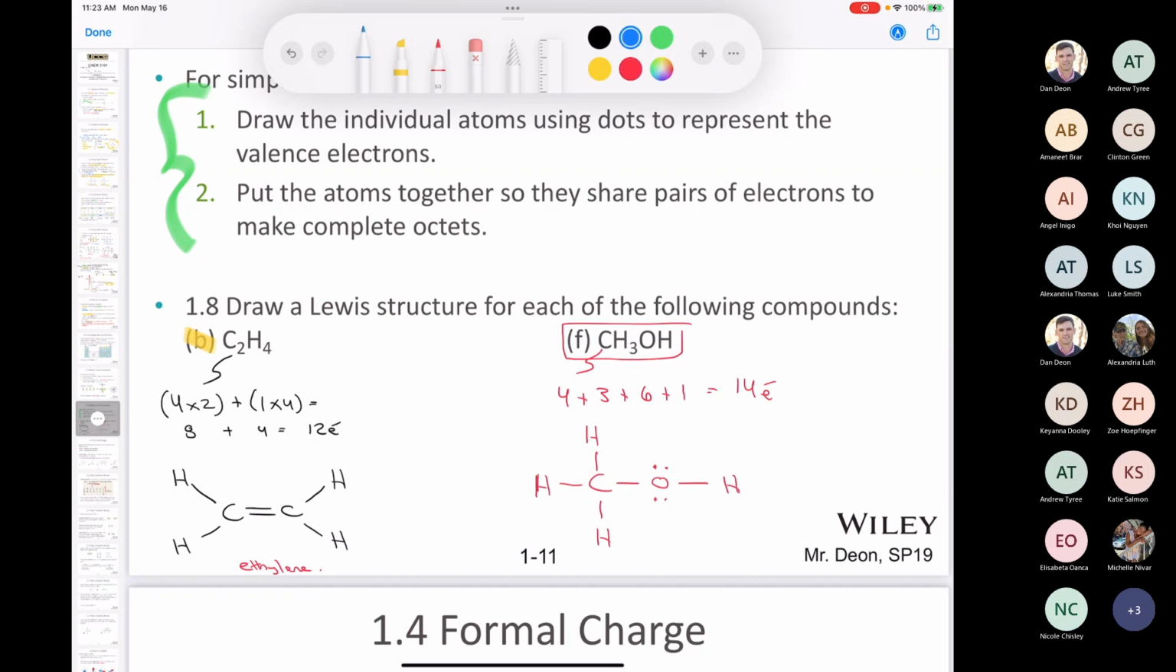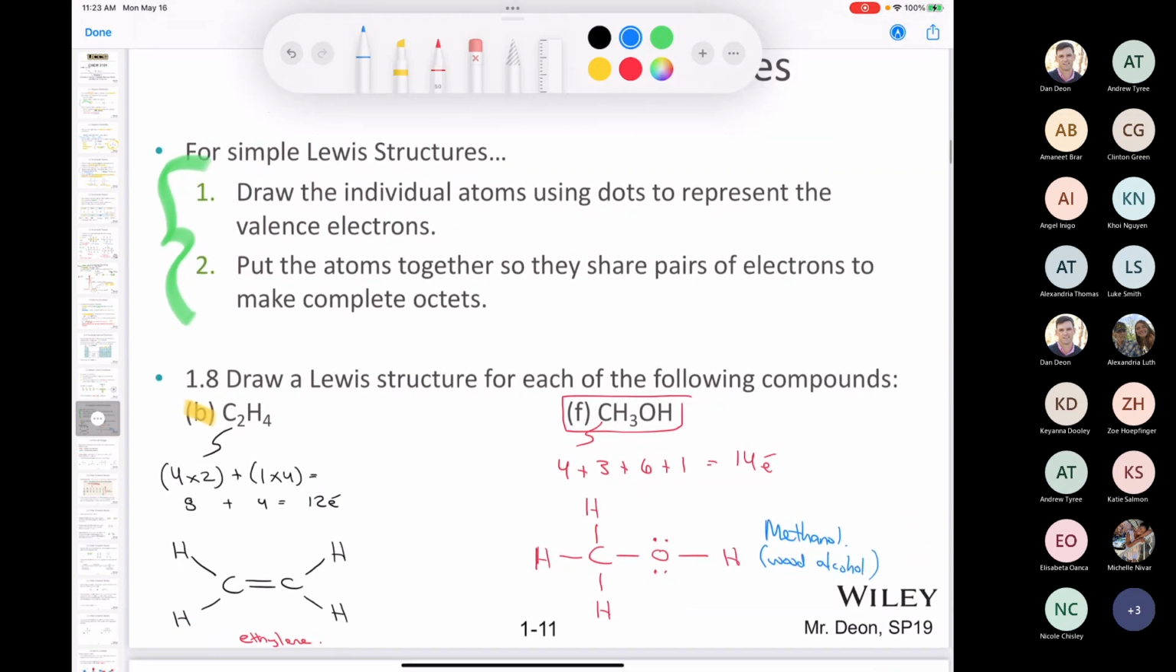And this is methanol, which I mentioned at some point today. I don't remember exactly, but I know I brought up methanol, which is also known as wood alcohol. But there you go. These are Lewis structures, and that's just a little review on how you put Lewis structures together. Any questions about Lewis structures?